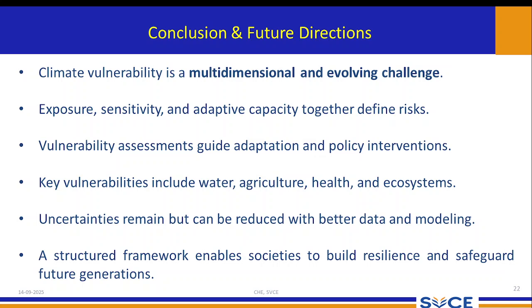Key vulnerabilities include water, agriculture, health, and ecosystems, which we have seen. Uncertainties remain but can be reduced with better data and modeling. So uncertainties will remain but can be improved. A structured framework enables societies to build resilience and safeguard future generations. So, resilience planning is why we are doing this framework for vulnerability assessment. That will help you understand how to regain or how to adapt ourselves to changes in the pattern.